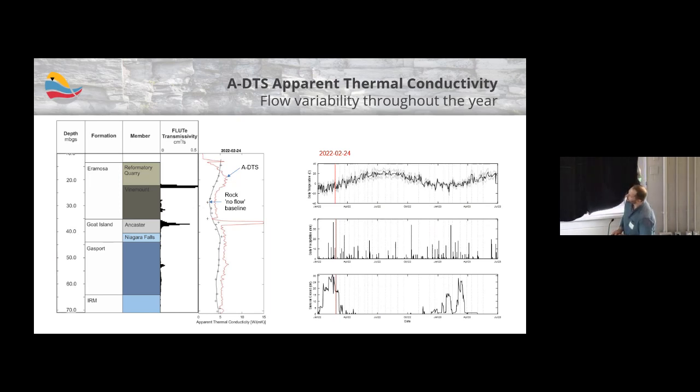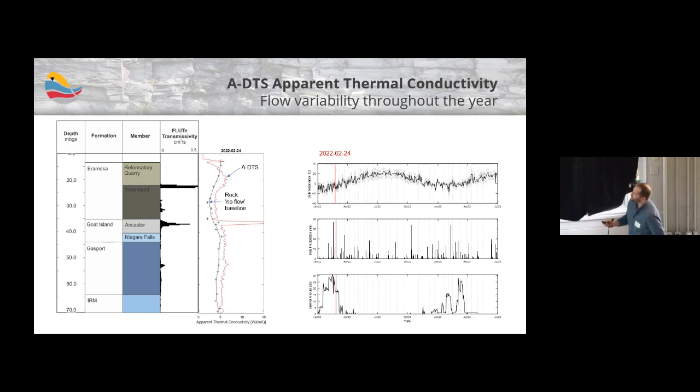So you can see we measured a small amount of flow along the full profile, but you can see there are certain depths, specifically in this Ancaster member, where we see a really strong amount or high flow rates associated with those two fractures. Interestingly, we don't see at certain times of the year a really strong amount of flow occurring in this big open fracture at the top of the Vinemount member here, but perhaps a bit of elevated flow in this Reformatory Quarry member.